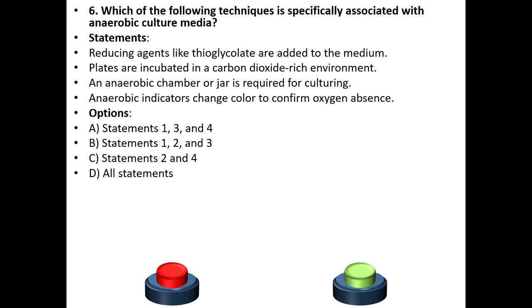Sixth question. Which of the following techniques is specifically associated with anaerobic culture media? Statements. Reducing agents like thioglycolate are added to the medium. Plates are incubated in a carbon dioxide rich environment. An anaerobic chamber or jar is required for culturing. Anaerobic indicators change color to confirm oxygen absence. Options A, B, C, D, which is correct?